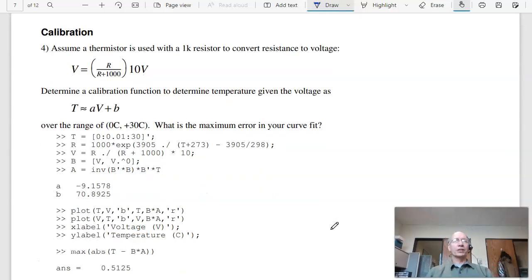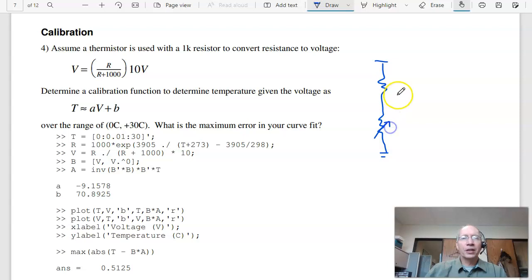Problem 4 looks at calibration. If I skip that linearizing circuit and just use the thermistor all by its lonesome, here I've got a thermistor, here's a 1K resistor, and here's 10 volts. This voltage here, I'll call V, completely original name. If I plot the voltage versus temperature, it's not going to be linear. So I can do that.